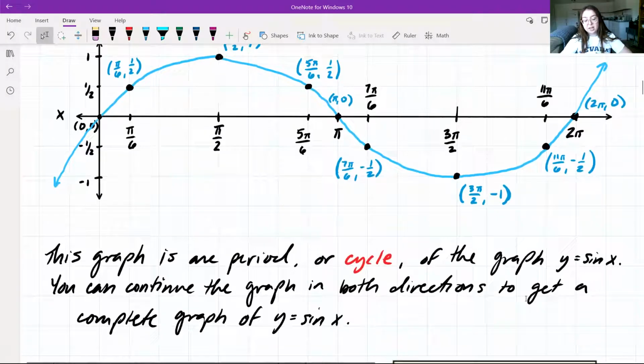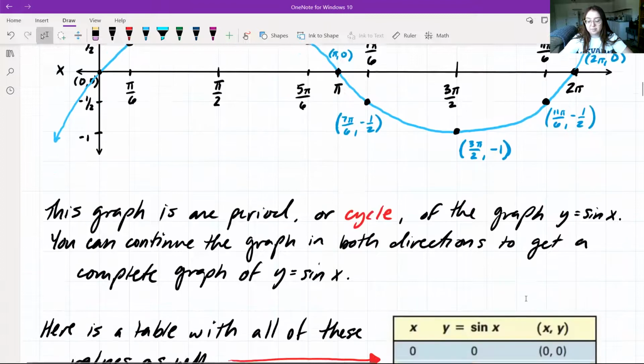So all right, this graph is one period or one cycle of the graph y equals sine of x. So between 0 and 2 pi, that is one period of our graph, which is also called a cycle. So we can continue the graph in both directions, which we talked about, to get a complete graph of y is equal to sine of x.